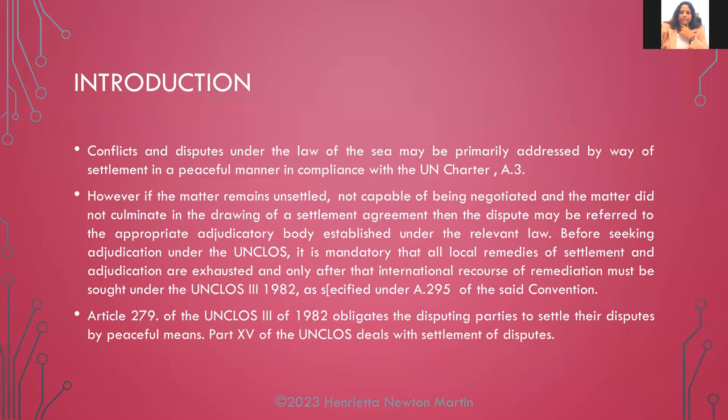So the primary way of addressing any conflict or dispute under the United Nations Charter Article 3 is to settle the matter in a peaceful manner. However, if the matter remains unsettled, that is, not capable of being negotiated, or after negotiation it does not culminate in the drawing of a settlement agreement, then the dispute may be referred to the appropriate adjudicatory body established under the relevant law.